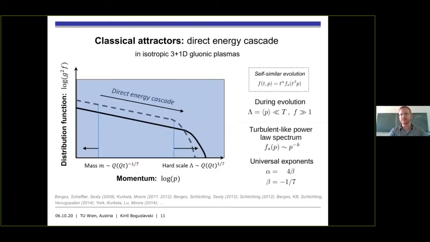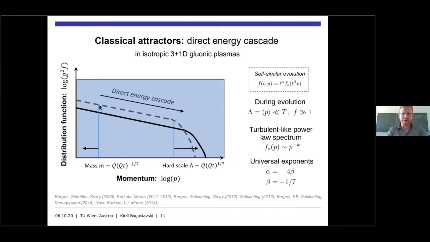Now, as an example, let's look at the classical attractor in isotropic 3+1 dimensional gluonic plasmas. More precisely, you find a direct energy cascade, which means that in this region of the classical attractor, energy is conserved. Energy is dominated at a hard scale, denoted here as lambda. While the occupation number becomes smaller, the typical momentum increases with time. Those power laws, where beta is defined as -1/7, are universal for different initial conditions. You find this very same scaling behavior.